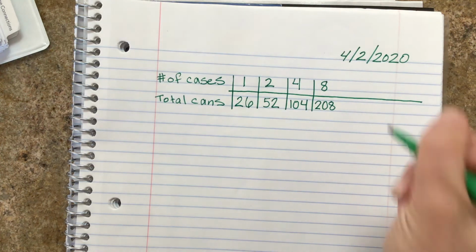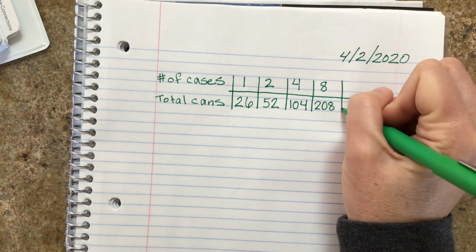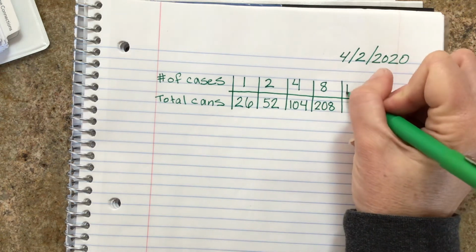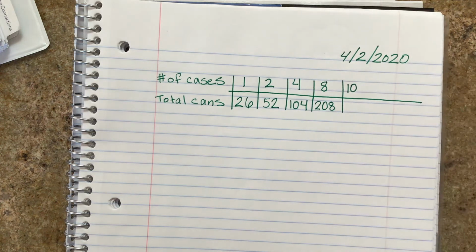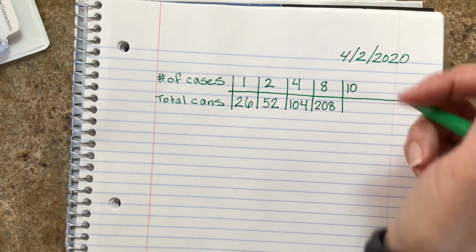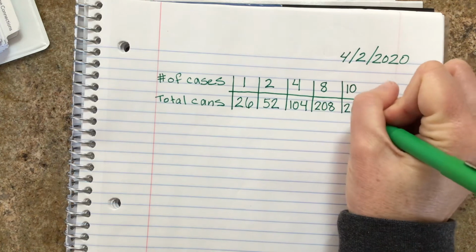Excellent. Now I'm going to stop with this pattern of doubling, and we're going to go to 10. And you remember, anything times 10, you take the number and attach a 0. So our answer here is going to be 260.